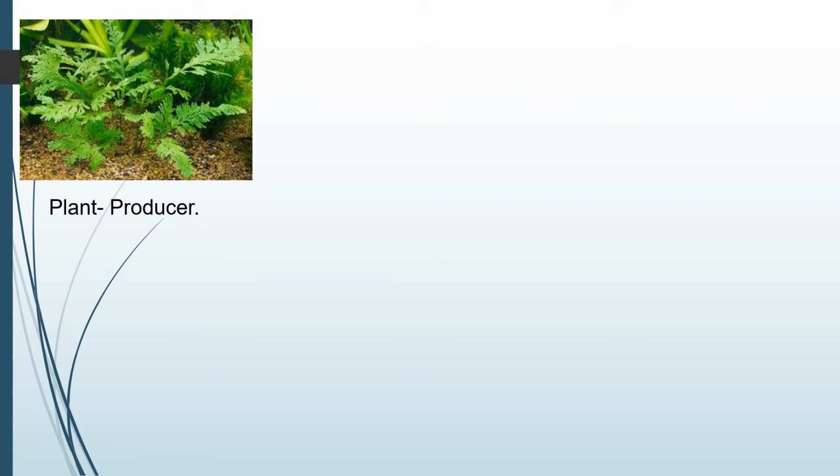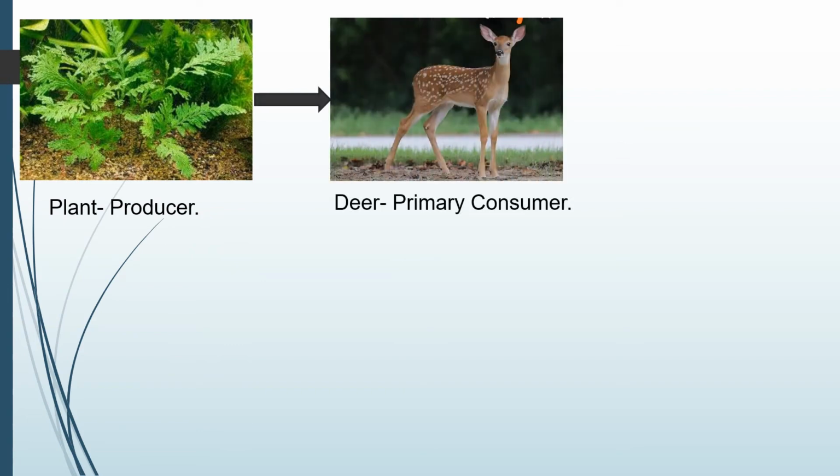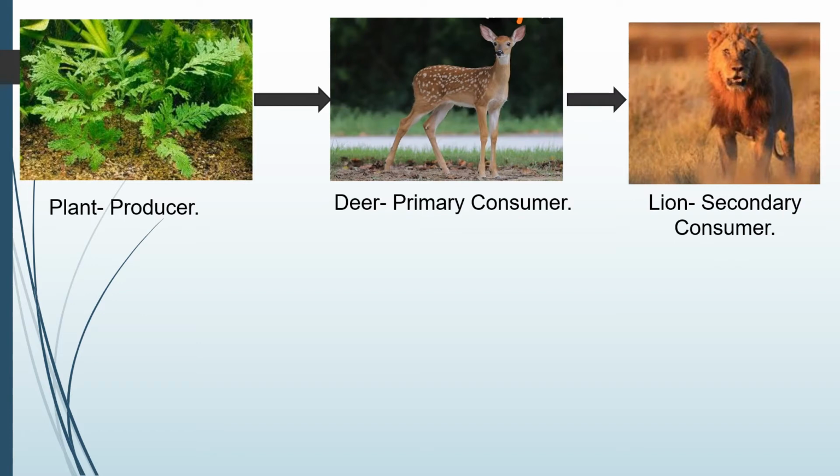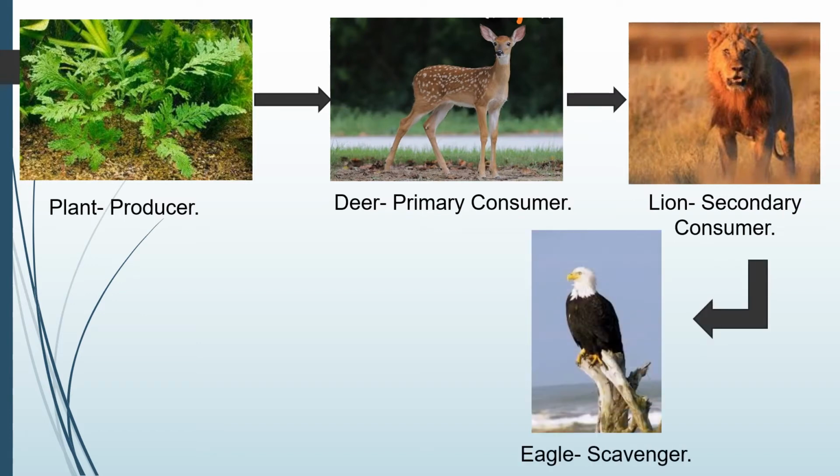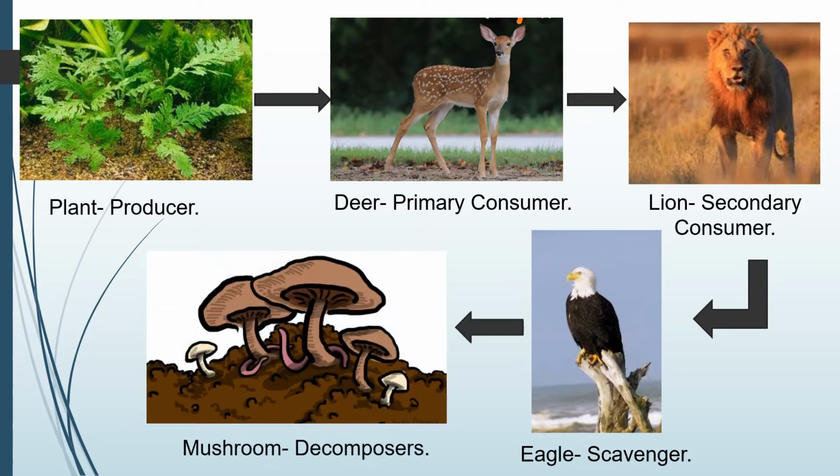Let's see the food chain with some examples. Plant, the producer, is eaten by the deer, which is a primary consumer. Again, this deer is eaten by the lion, which is a secondary consumer. This lion is eaten by the eagle, a scavenger. Then the decomposers, mushroom, take the nutrients and the plant gets the nutrients from the decomposers. This is how the food chain goes on.